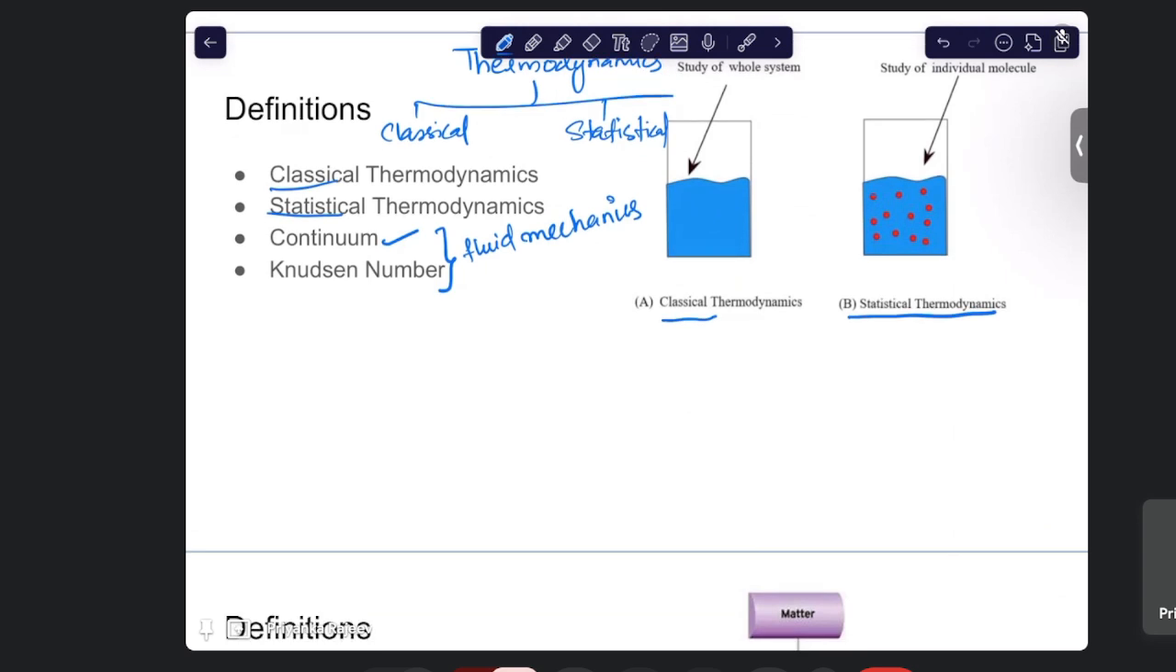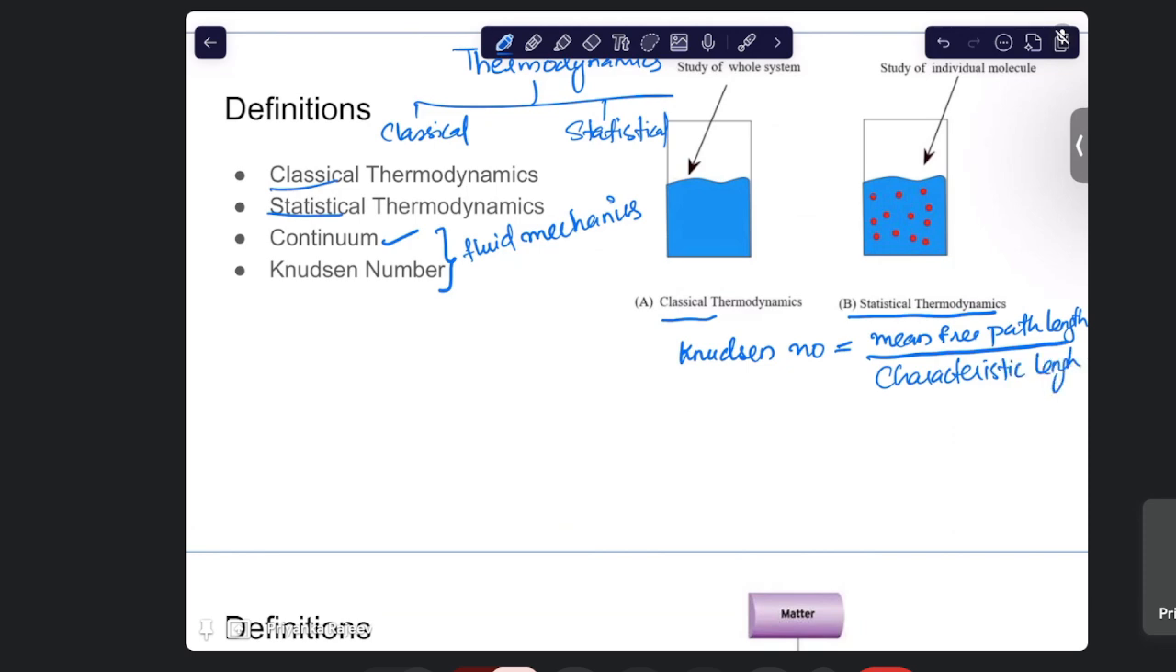So there is something called the Knudsen number. First of all, I'll define the Knudsen number. The Knudsen number is a non-dimensional number which is the ratio of the mean free path length to the characteristic length.